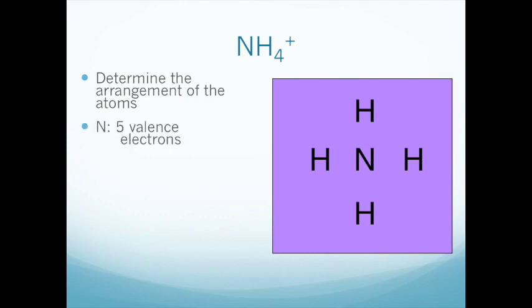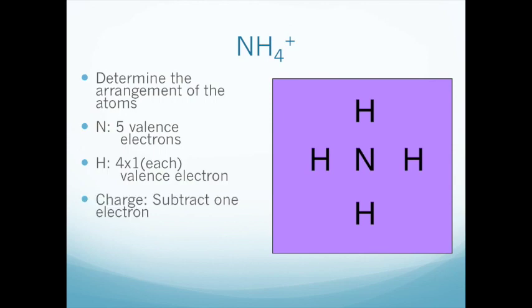Nitrogen additionally has 5 valence electrons, and there are 4 valence electrons contributed by the hydrogens. However, the ion is positively charged, so we remove 1, which brings the total number of electrons to 8. As I said before, we can draw single bonds between each of the hydrogens and the central nitrogen, which, if you remember, each single bond accounts for 2 electrons. So 2, 4, 6, 8. The total number of electrons in this structure is 8.